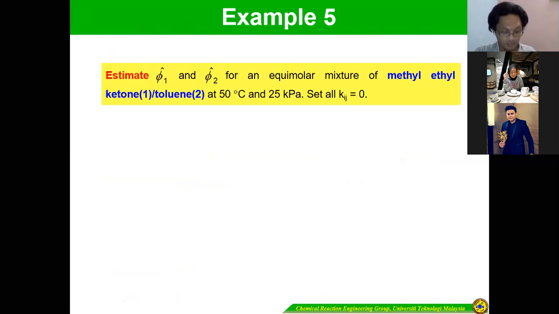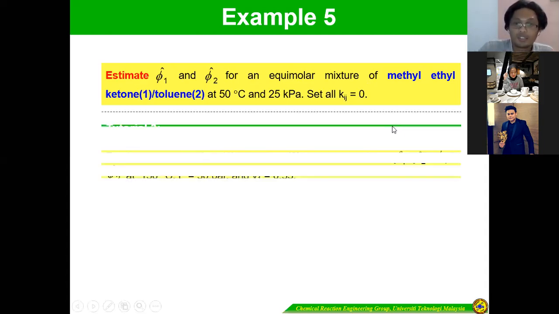Okay, so I have given the answer. The answer is phi_1 equal to 0.987, from your WhatsApp, and phi_2 is equal to 0.983. I hope everybody can understand.